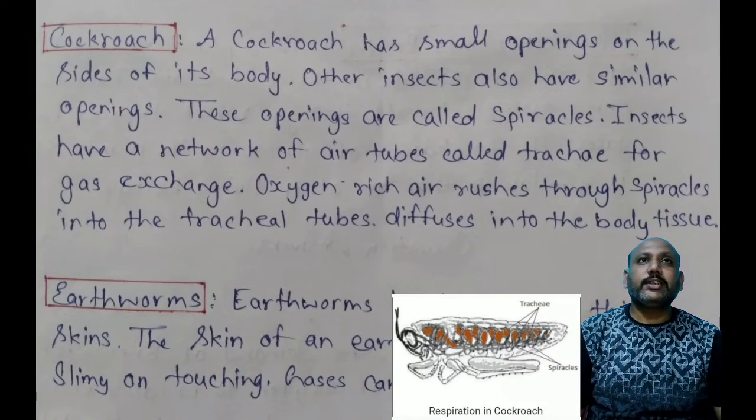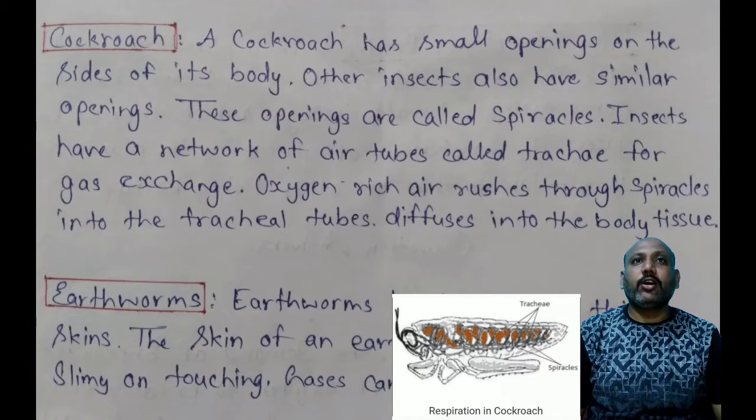Cockroach. A cockroach has small openings on the sides of the body. Other insects also have similar openings. These openings are called spiracles. Insects have a network of air tubes called the trachea for gas exchange. Oxygen-rich air rushes through spiracles into the trachea tubes and diffuses into the body tissue.